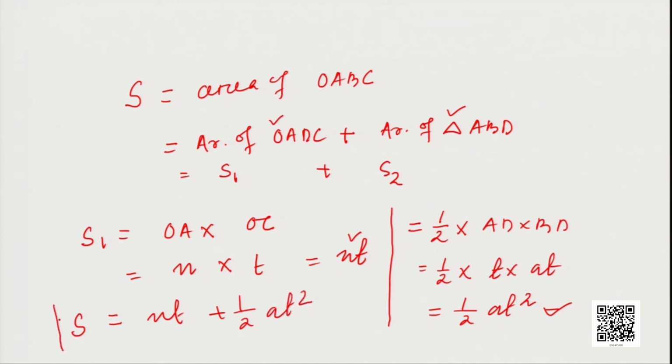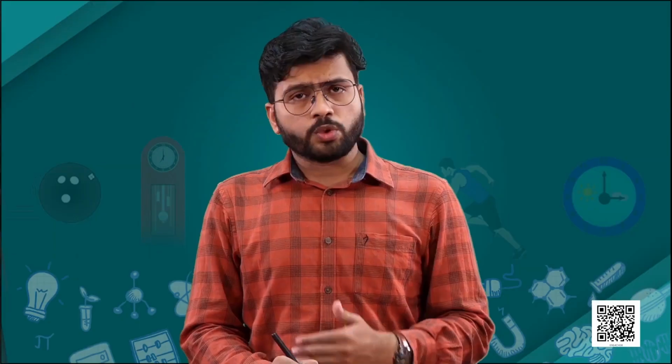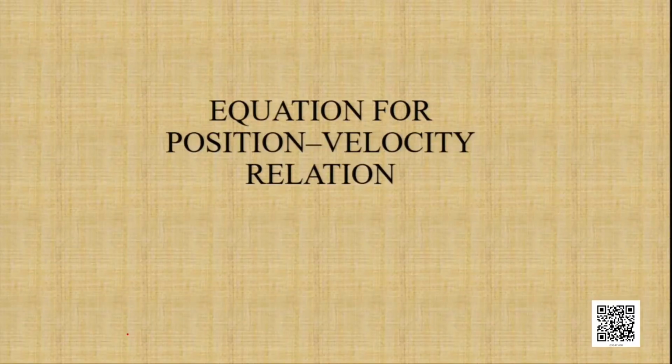So this is the relation between position and time. If you are provided with the time, you know the acceleration and you know the initial velocity, you can find out the distance travelled by that object. So here the motion is along a straight line and the object is undergoing uniform acceleration. So this will be the second equation for the motion. Now we will go for the third equation, and what is that equation? That is the relation between position and velocity.